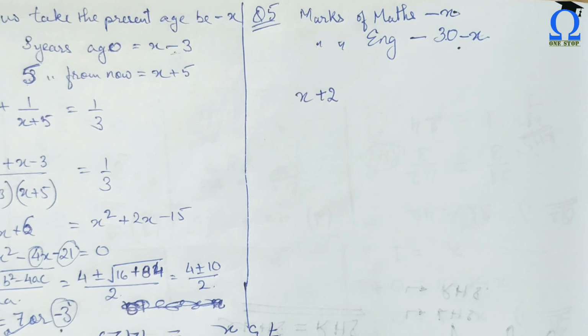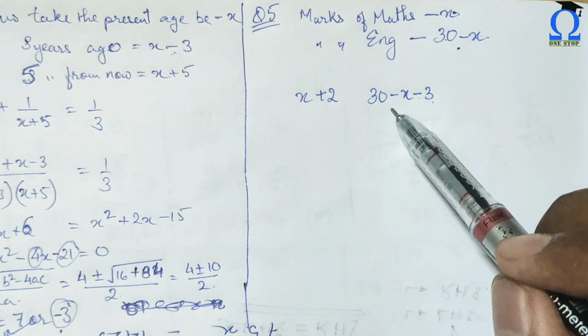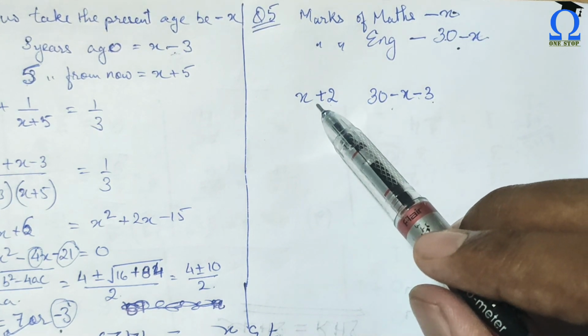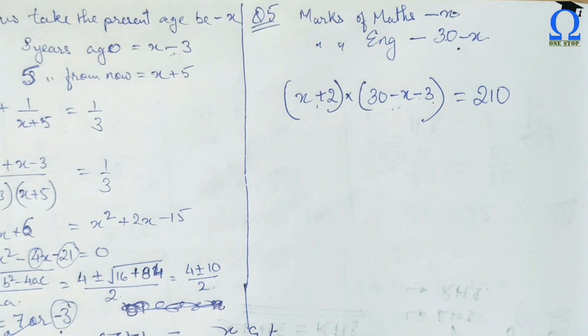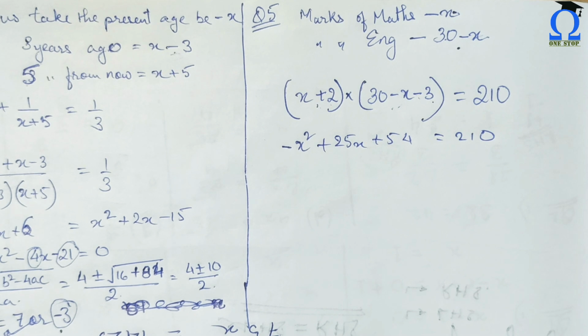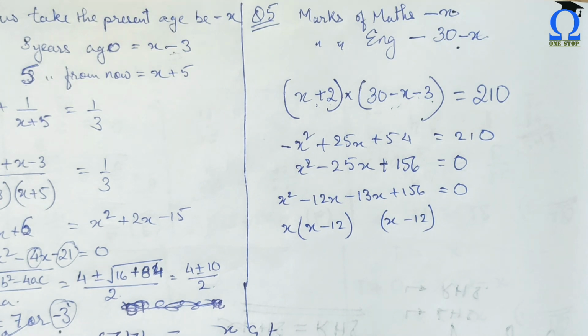Now they are saying 2 marks more in mathematics and 3 marks less in English. So I have subtracted 3 from the English marks and added 2 to the mathematics marks, and they are saying the product of them, therefore we will do the product and the answer would be 210. Understood? So this is how we will form our equation, and I'll be doing this with the splitting the middle term method because I can clearly see that 12 into 13 is 156. Yes, I hope you guys remember the splitting the middle term method.